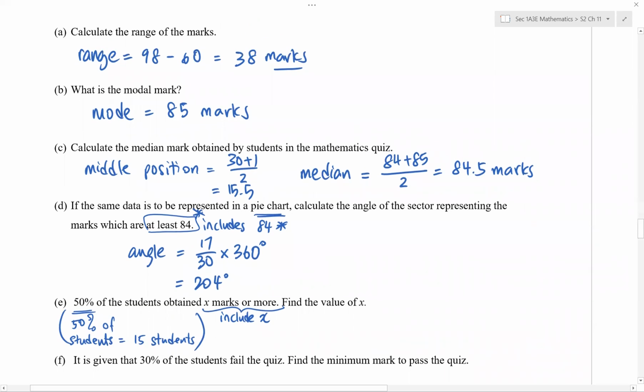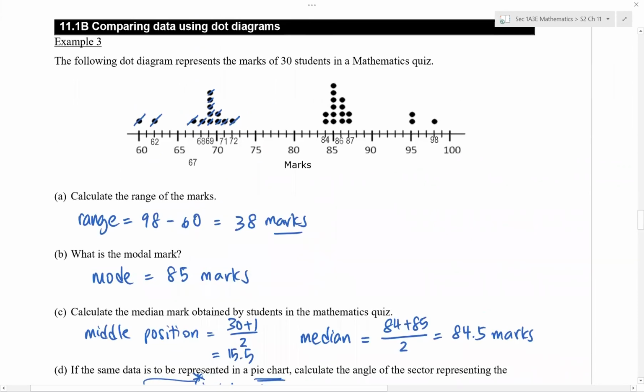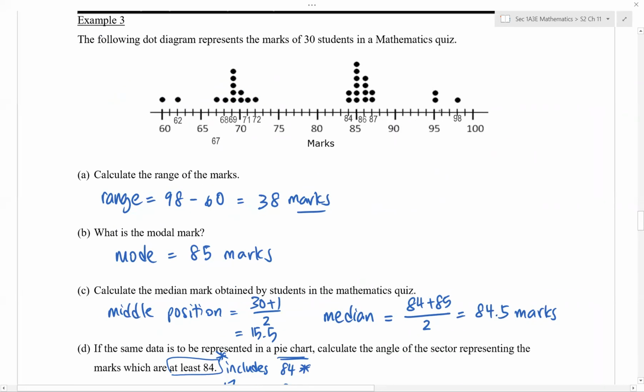So we are looking for the top 15 students. The top 15 students must be those who have the highest 15 scores. So let's start counting from the back. This is the top student. 1, 2, 3, 4, 5, 6, 7, 8, 9, 10, 11, 12, 13, 14, 15. And these are the top 15 students.